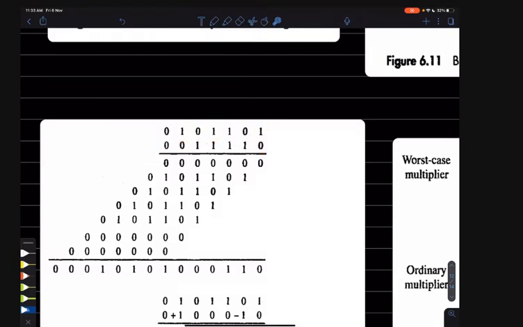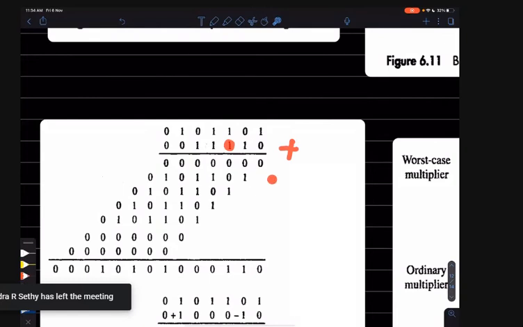Then there is a right shift. This whole register will be shifted towards the right. This 0 will go out of the register, then 1 will be the next last bit. Whenever the last bit is 1, we have to do an add operation. So there are 4 add operations in this case.